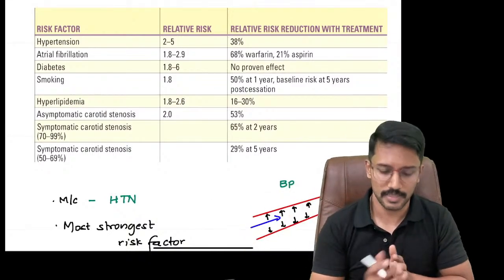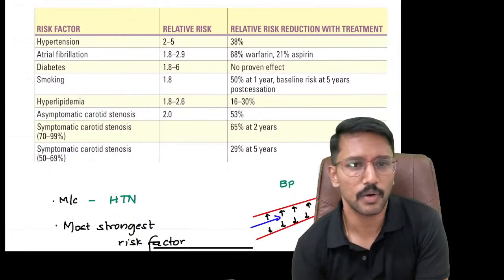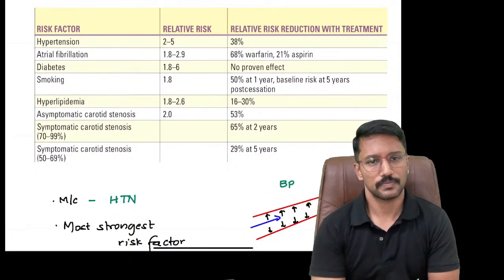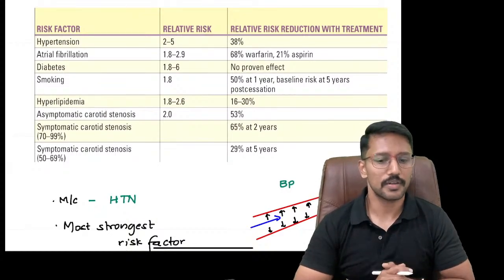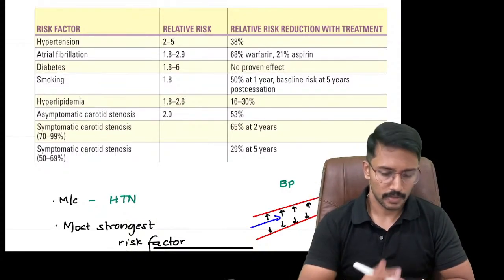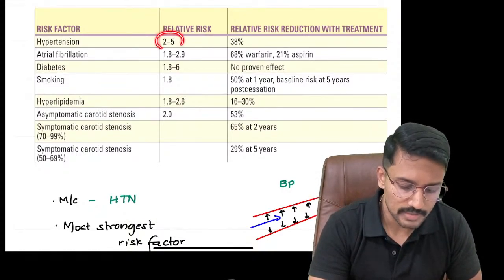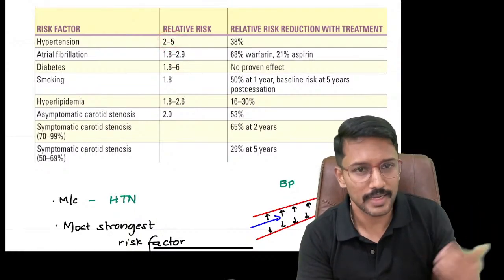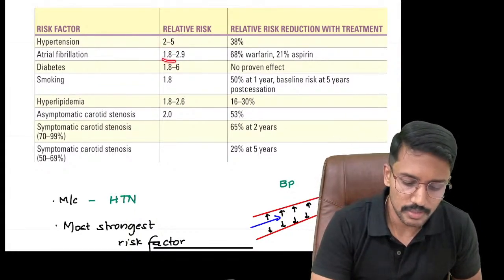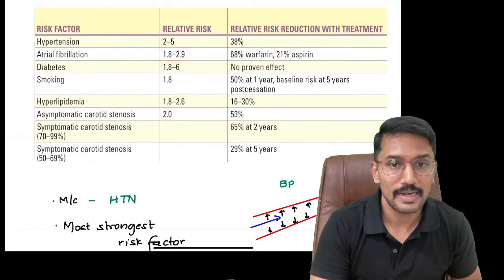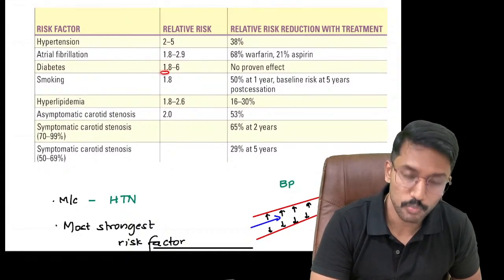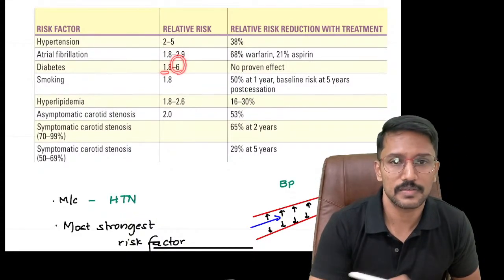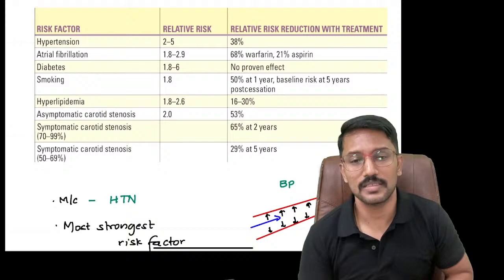This table summarizes that. So now just look at the table and tell me what is the strongest risk factor. What is the strongest risk factor when you look at the table? Hypertension relative risk increases by 2 to 5 times, 2 to 5x, right? Atrial fibrillation increases it by 1.8 to 2.9x. But diabetes, look at it, 1.8 to 6x.